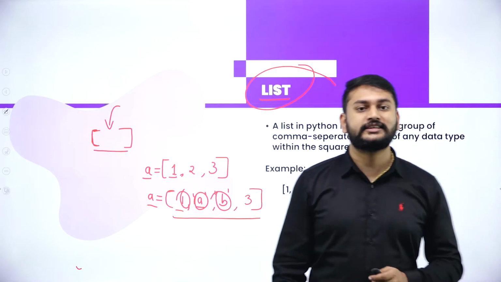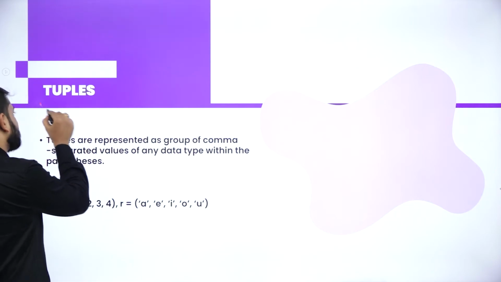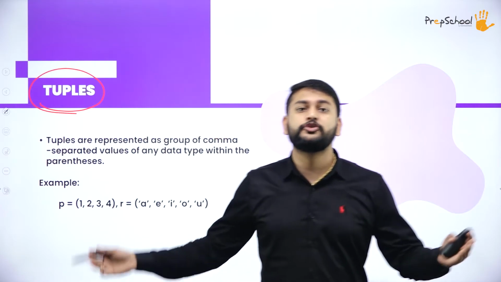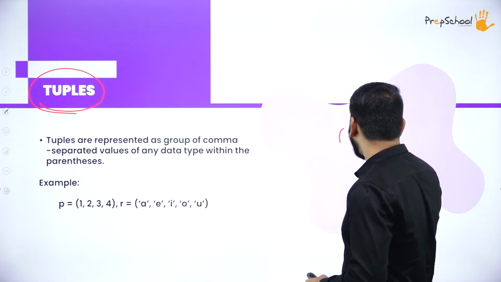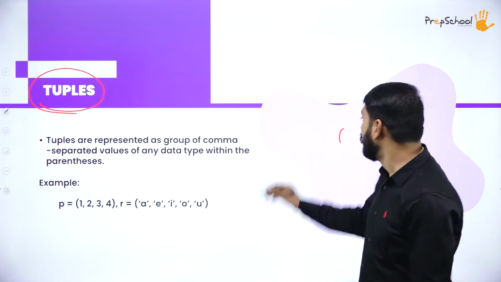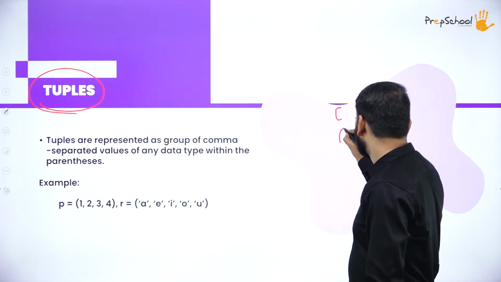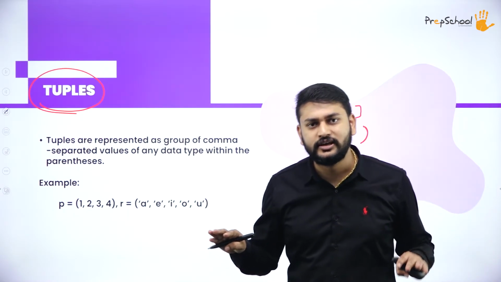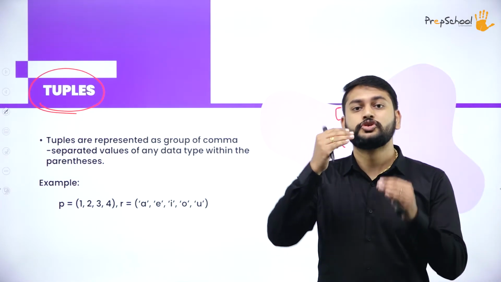So moving on to the next data type in the category of sequence, I have tuples. It's very simple. I don't have to tell you much about tuples if you have understood list. The only thing that you should remember is small parentheses, that is small brackets. When it comes to the list, you have to remember square brackets, but when it comes to tuples, you have to remember the small brackets. There is no difference other than the brackets.